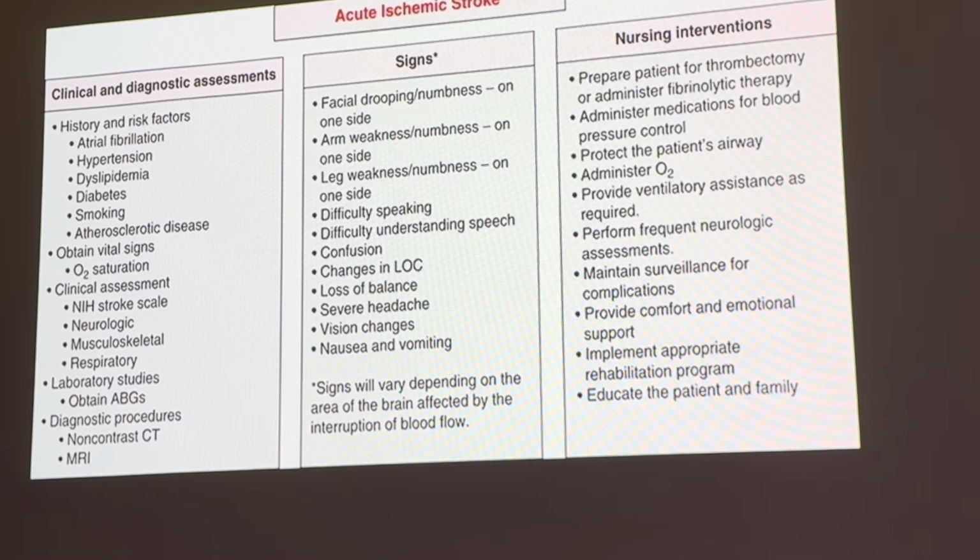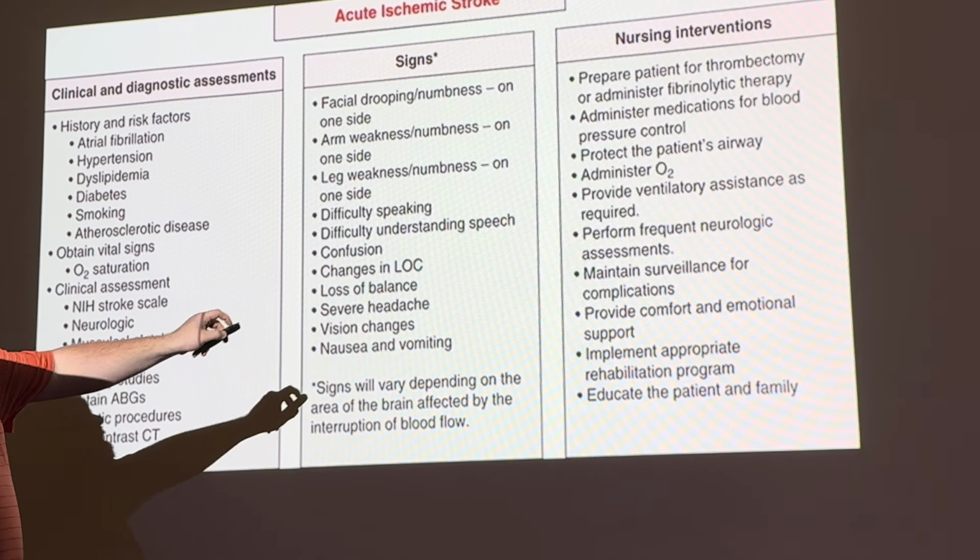You can do swallowing function as well. You could also do musculoskeletal function. And then respiratory status as well. Remember your ABCs. They may not be able to maintain their airway. Of course, you're going to get your non-contrast CT, potentially an MRI. Make sure that it is an ischemic stroke and not a hemorrhagic stroke. All your signs and symptoms, we've kind of talked about that already, but they're there.